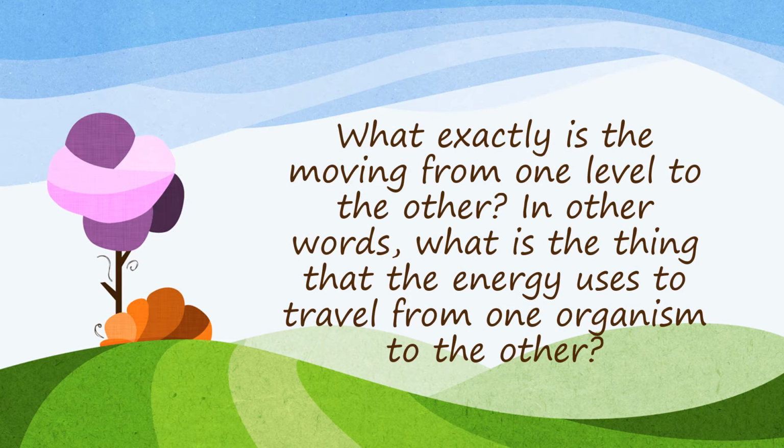Now, what exactly is moving from one level to the other? What is the thing that the energy uses to travel from one organism to the other? It's actually in the form of chemical energy. So the way that the energy goes from the producers to the consumers is by being eaten. You store the energy in what you are, in your body. And we eat the body, like the muscle or the leaf of the plant, and we break down those chemical bonds to get the energy. Just kind of interesting for you to know.